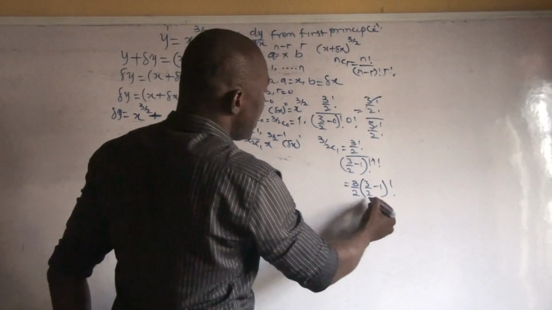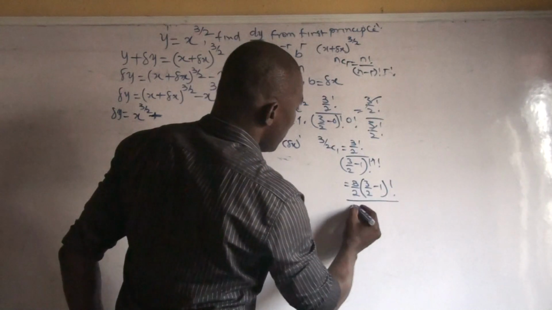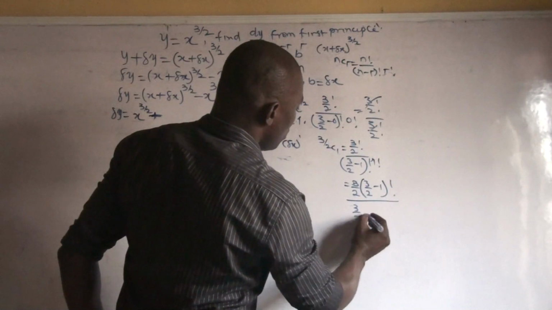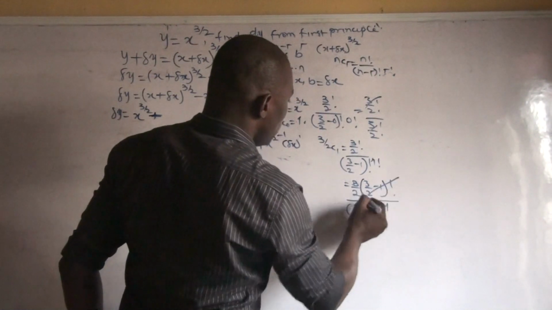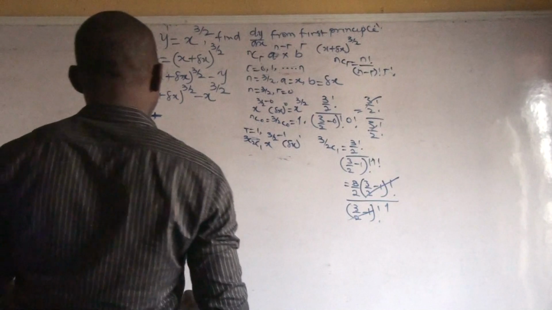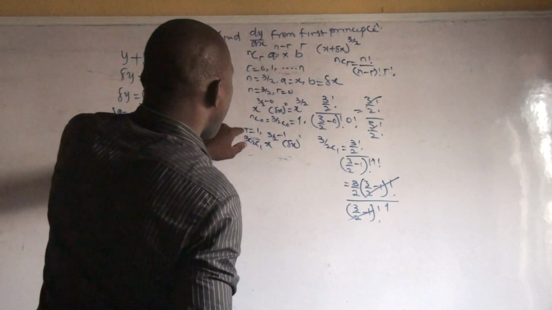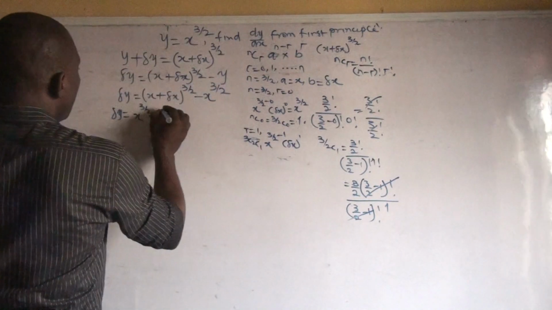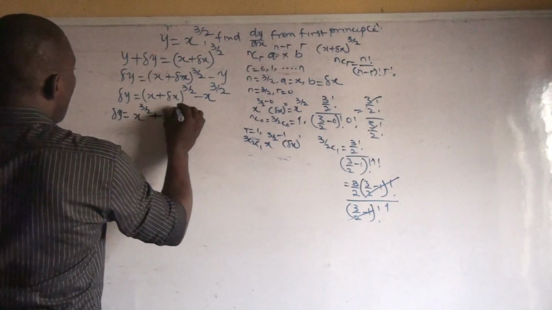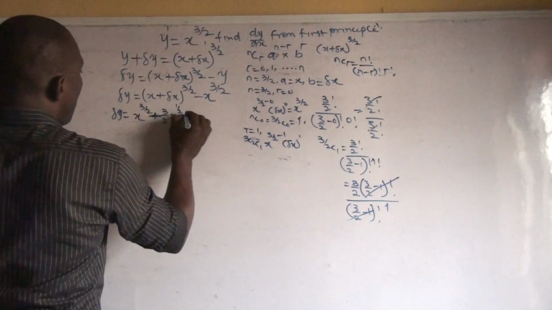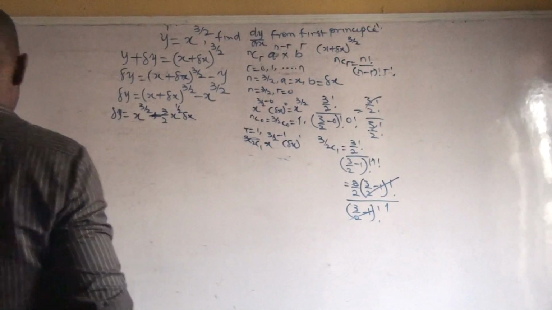We stop there so that this factorial will go off with this factorial. So here we have 3 over 2 minus 1 factorial. 1 factorial is 1, so this will go off with this. So the coefficient when r is equal to 1 will become 3 over 2. Here we have x raised to power half. Here we have just delta x that we have seen from there.